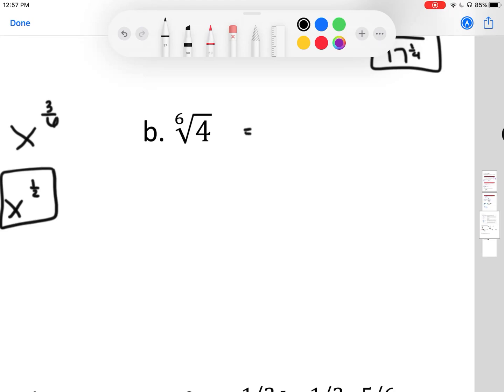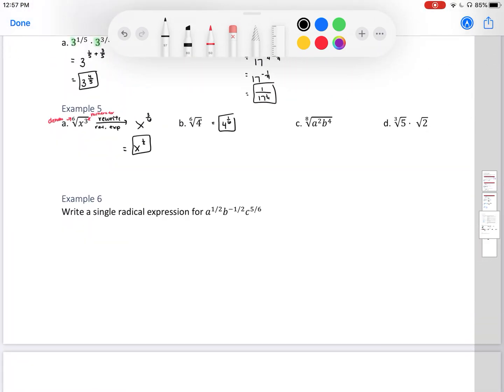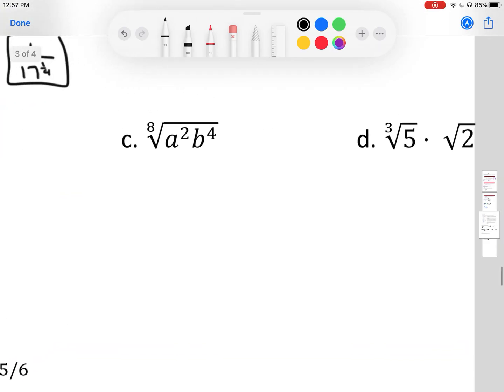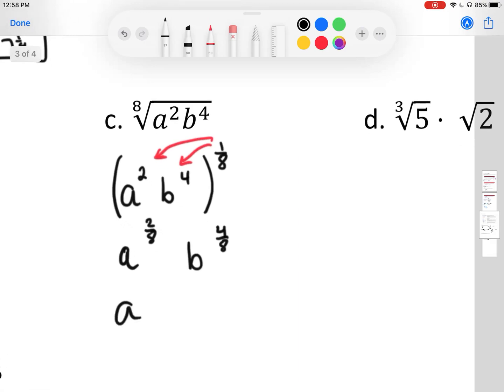Now for this one, we have just the index of the square root of 6. So I have 4, and I only have it once, so I write it to the 1 over 6 power. And let's do the rest. So we have a squared and b to the 4th power, all of which are being raised to the 1/8 power. Now this exponent applies to each term. So let's multiply: a raised to the 2/8 power and b raised to the 4/8 power. Let's simplify our fractions. 2 over 8 is the same as 1/4, and 4 over 8 is the same as 1/2.